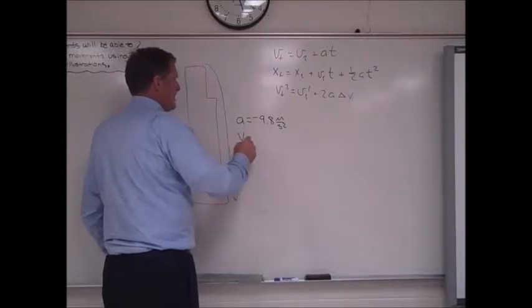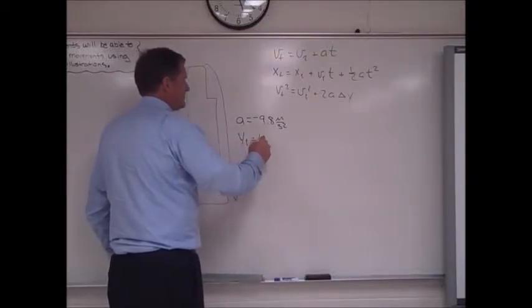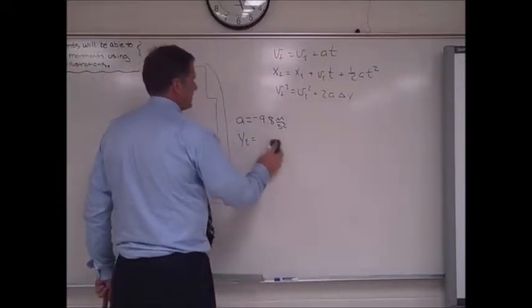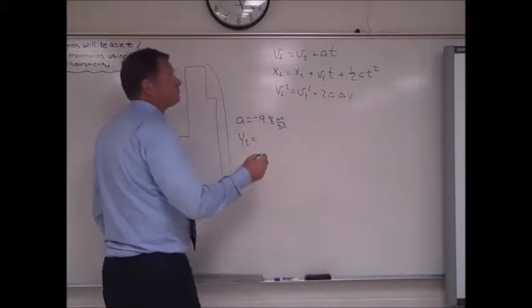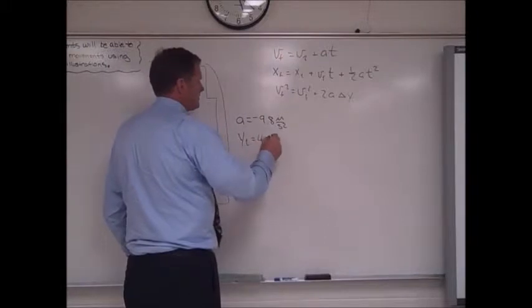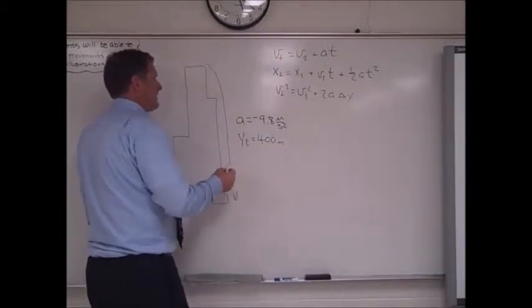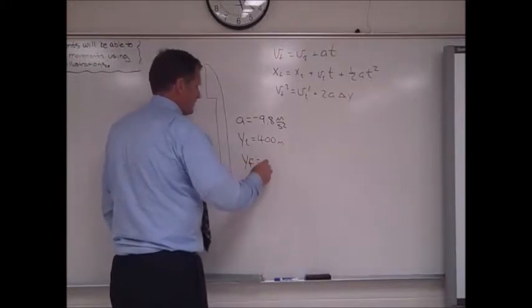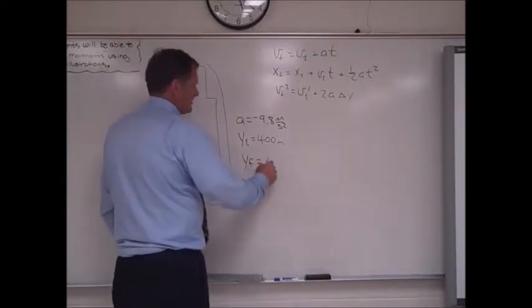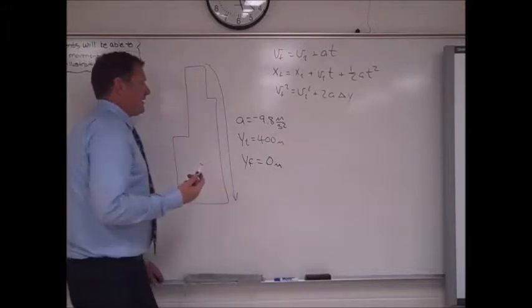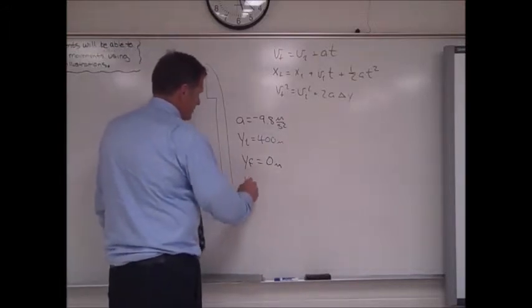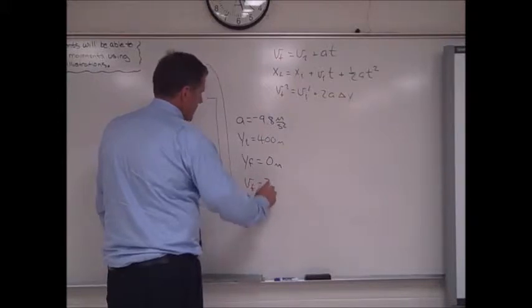We're going to say y initial is 1200. I'm sorry, it's not 1200. It's 400 meters, just about. Its y final, when the penny hits the ground, is 0 meters. My question to you is, how fast is it going when it hits the ground? So velocity final is equal to, I don't know.